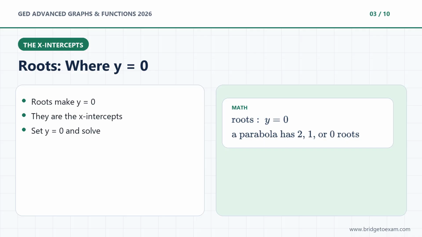The roots are the x values that make y equal 0. On the graph, they are exactly where the parabola crosses the x-axis, so they are the x-intercepts. To find them, we set y equal to 0 and solve. A parabola can have two roots, one root, or none, depending on where its U sits relative to the x-axis.